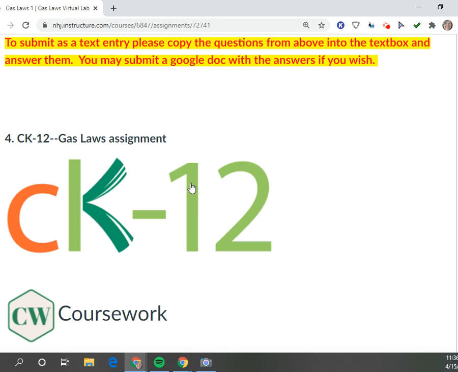Okay. Then after that, we'll have some time to work on gas laws. But some of you have not done states of matter CK12, so please get that accomplished.